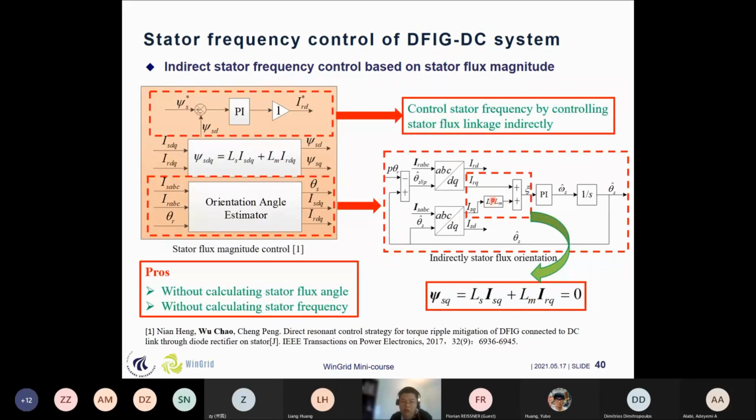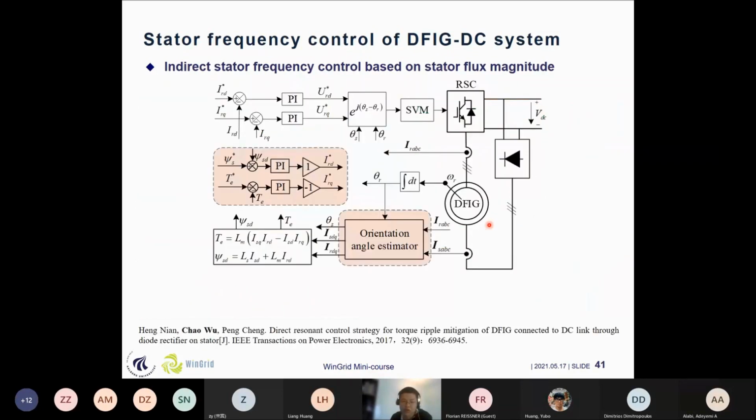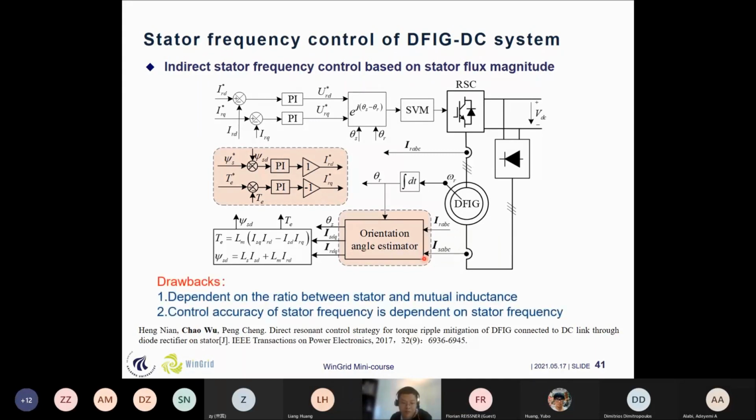So if there are some deviations in the stator inductance or the mutual inductance, it will cause some control errors in your system. Furthermore, the control accuracy of the stator frequency is dependent on the stator flux magnitude. Sorry, I think this is a typo. It is dependent on the stator flux magnitude, since I'm controlling the flux magnitude here.